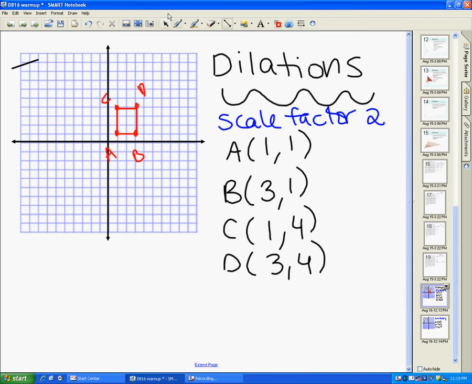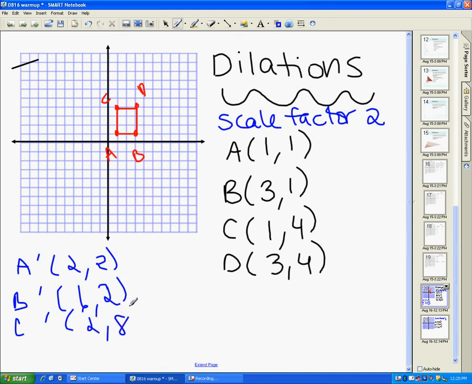Now I'm going to dilate it using a scale factor of 2. So that means I'm going to multiply each coordinate, each x value and y value in here by 2. So that means that A prime is now going to be 2, 2. B prime is going to be 6, 2. And again, I'm sorry for my handwriting on these. C prime is at 2, 8. And D prime, really looks like a D, does it, is at 6, 8.